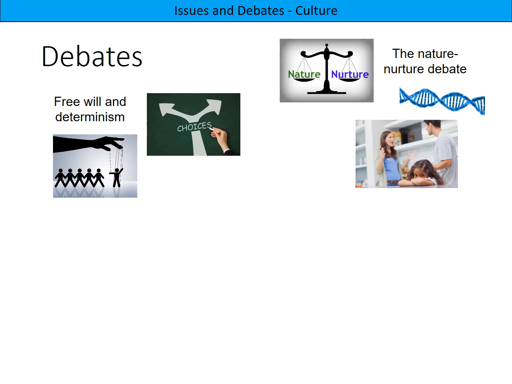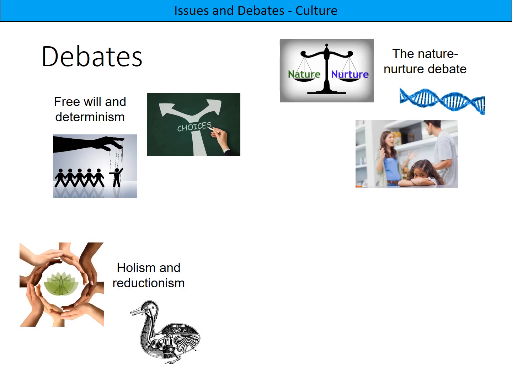Next debate, which is relevant to psychology, is the nature-nurture debate. So the idea that nature, our biological influences, what's going on in our bodies affects our behaviour, and again nurture, the idea that societal factors, situational factors, environmental factors affect our behaviour. So you've got a picture here of the weighing up between nature and nurture, and also you've got the strand of DNA to represent inheritance and genetic factors, obviously the nature side of things, and then nurture, how you can see the child is being brought up, and those situational environmental factors.